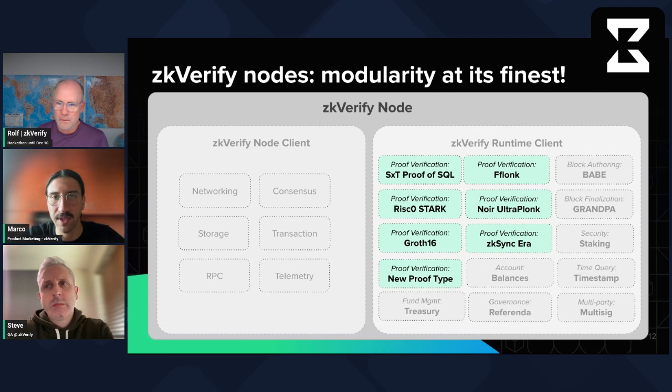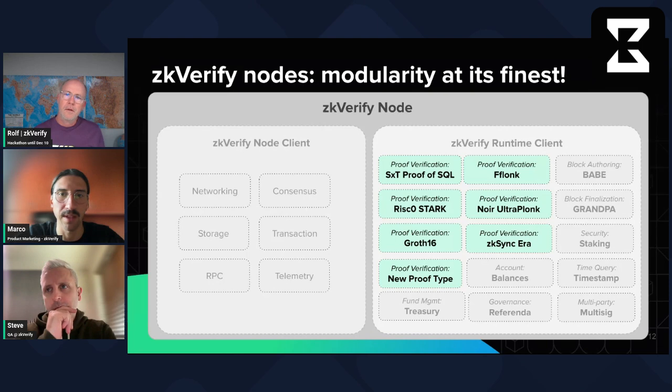And as of today, zkVerify supports all the pallets for verification you see here. So we support Fflonk from the Polygon CDK. It supports UltraPlonk for Noir, developed by Aztec, the zkSync Era that is based on Boojum proofs, but also Groth16 and STARKs from the RISC-0 zkVM. Last but not least, we have the proof of SQL for Space and Time that is doing zero-knowledge access to databases.